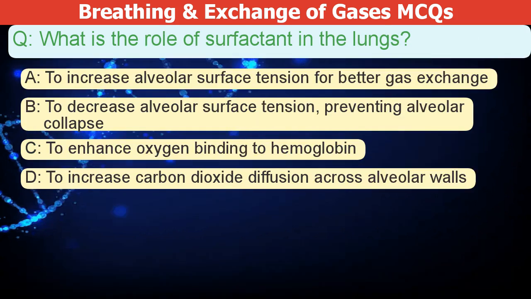What is the role of surfactant in the lungs? A. To increase alveolar surface tension for better gas exchange. B. To decrease alveolar surface tension, preventing alveolar collapse. C. To enhance oxygen binding to hemoglobin. D. To increase carbon dioxide diffusion across alveolar walls.